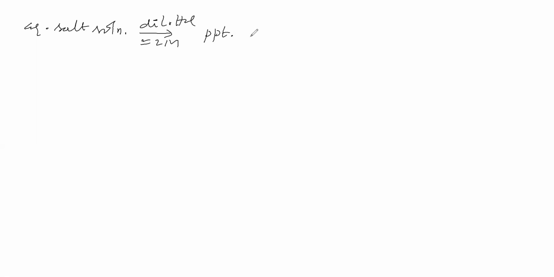Then you have to filter the contents. Then the filtrate will be available. This filtrate you have to take for group 2. You are taking the aqueous salt solution and doing group 1, adding the group 1 reagent dilute HCl. If you get a precipitate, then filter the contents and take the filtrate for group 2 analysis. If you do not get a precipitate here, directly go for group 2.